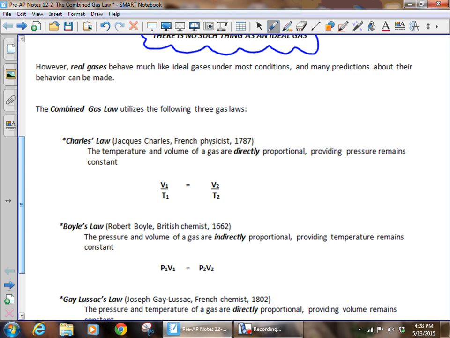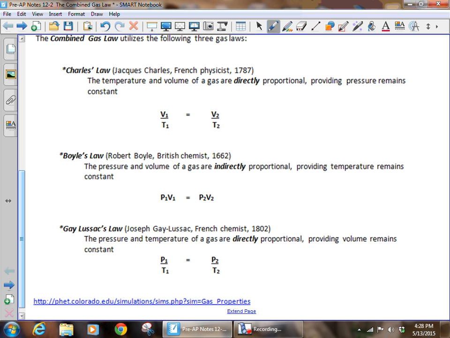The combined gas law involves three, I guess you can call them minor laws, that are put together: Charles' law, Boyle's law, and Gay-Lussac's law. Charles' law, there's some ways that my students in the past have remembered the laws. This one is Charlie Brown is on TV. This has helped them remember that Charles' law deals with T and V, temperature and volume.